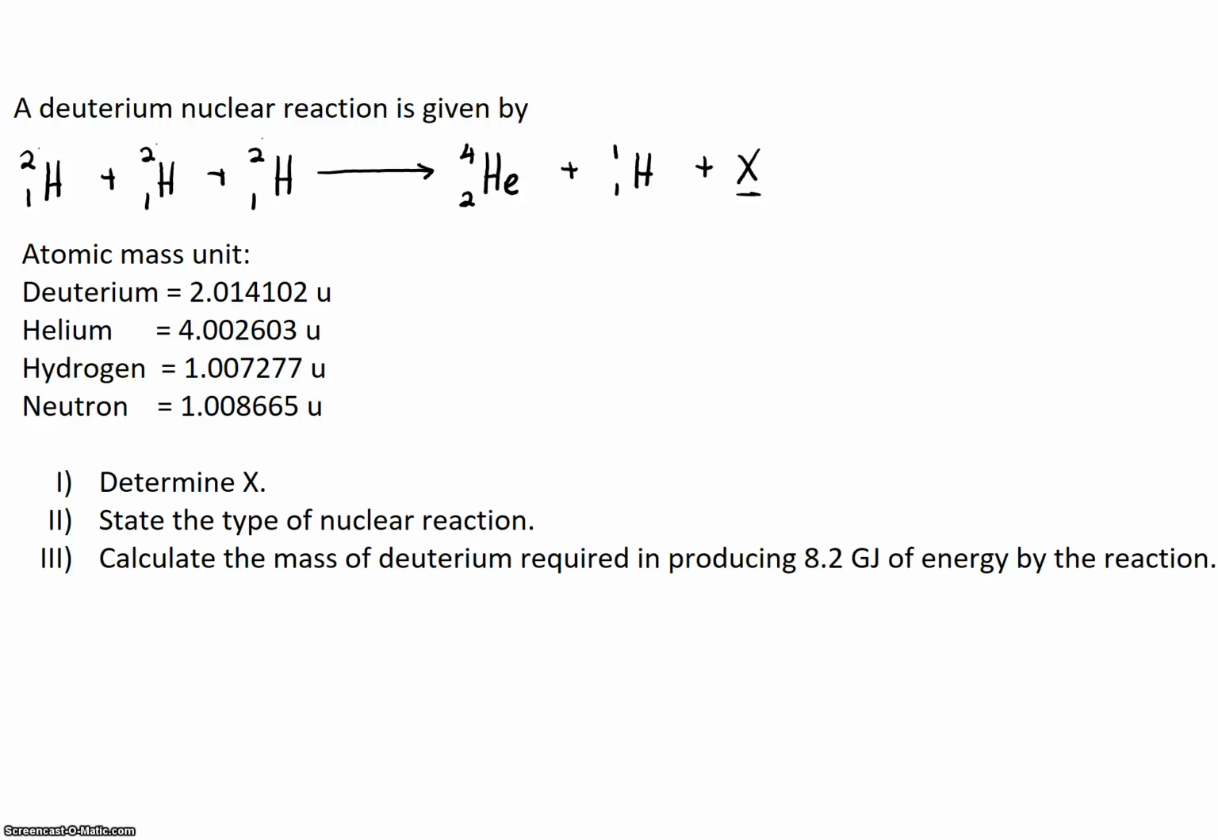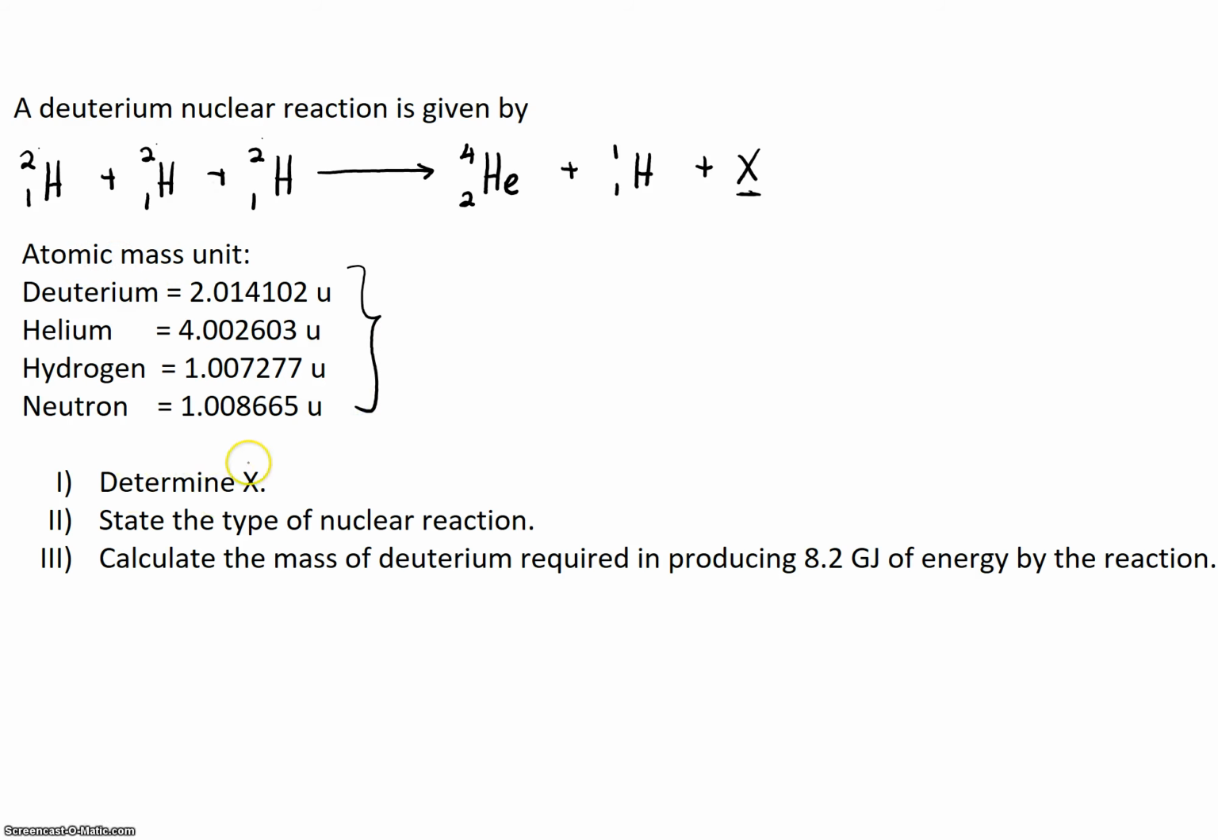Hi everyone. In this video, we are going to discuss chapter 12, which is nuclear reaction. So let's go straight away to the question. A deuterium nuclear reaction is given by: deuterium plus deuterium plus deuterium, and the products are helium and hydrogen and one element X, which we don't know yet. They already gave us the atomic mass unit for every single nucleus.